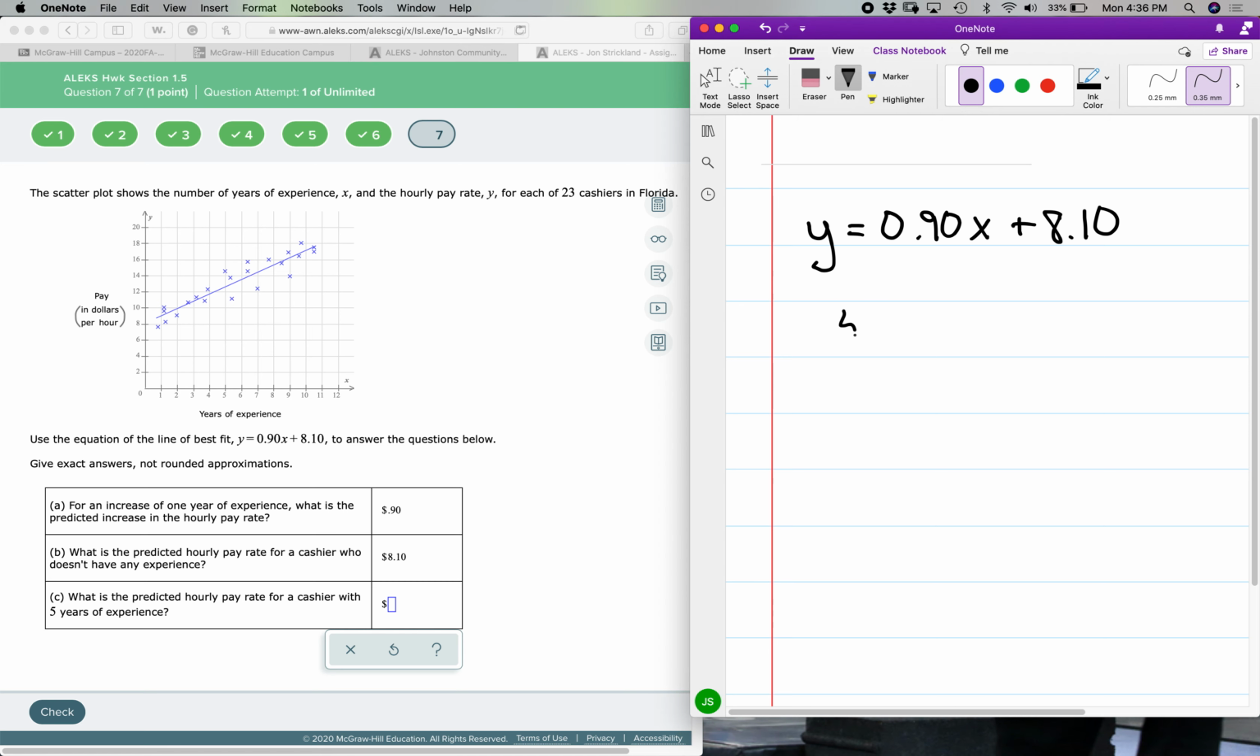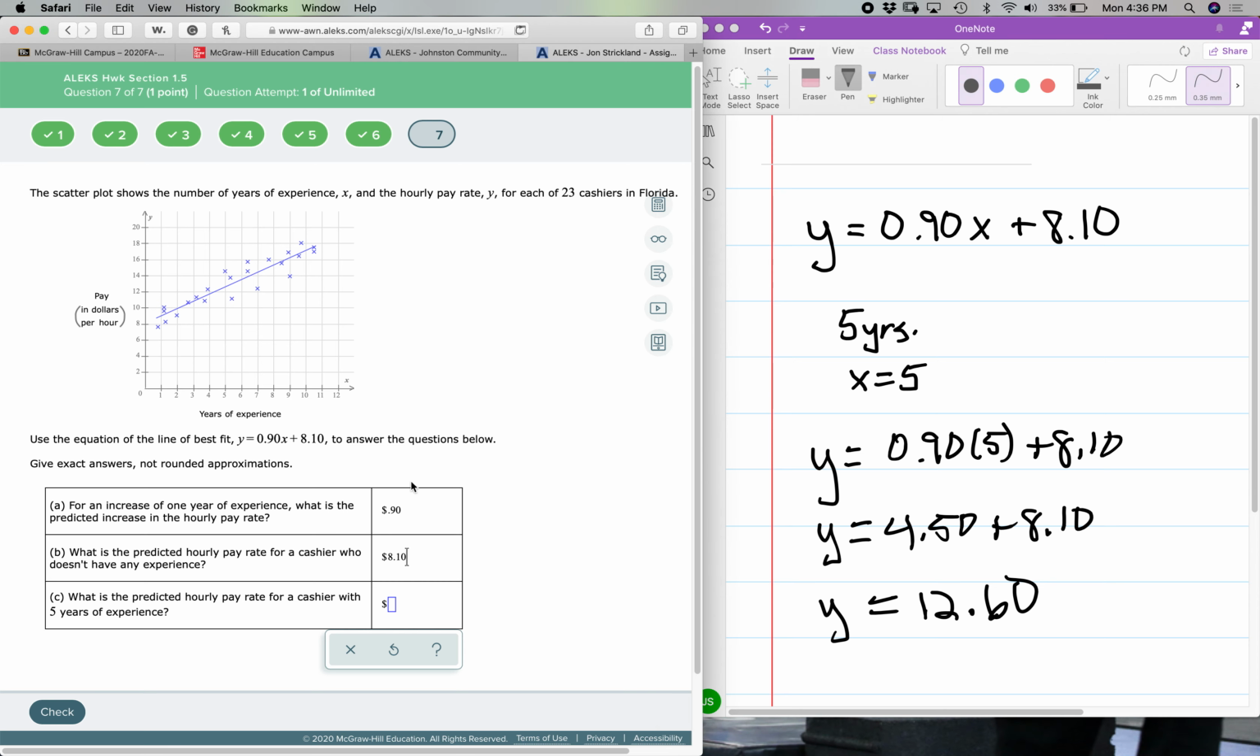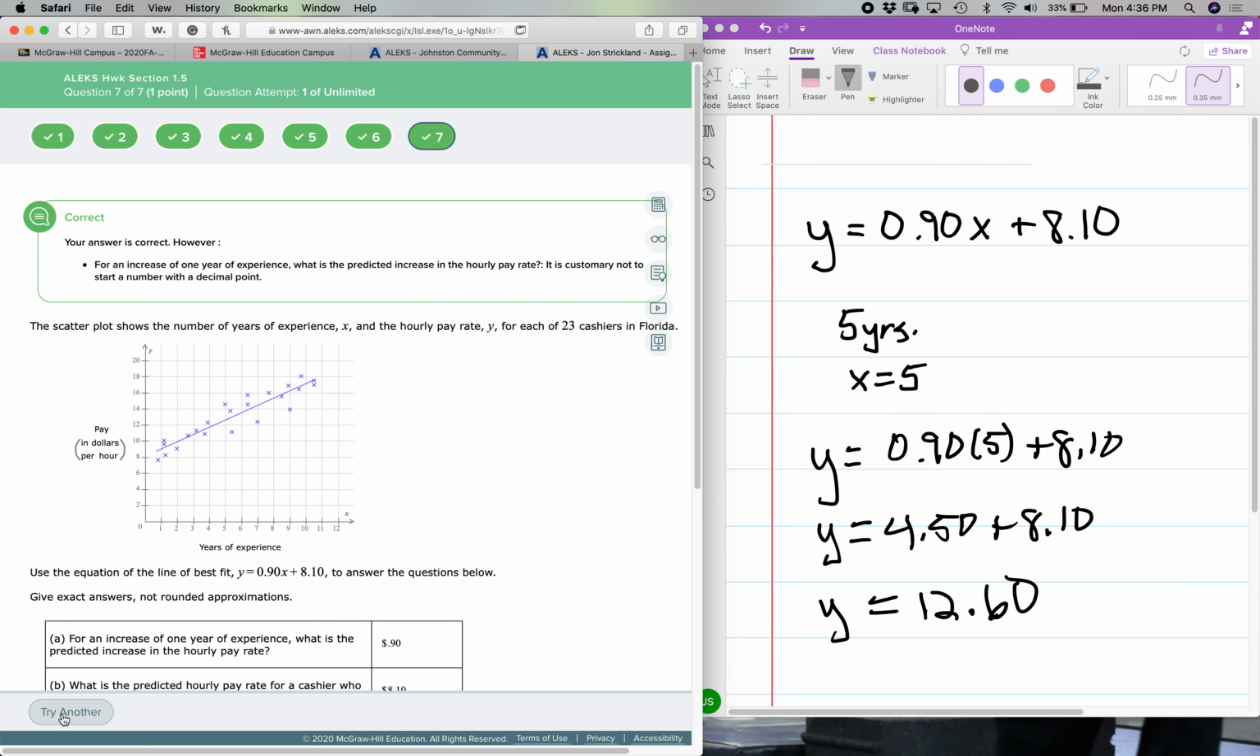In this case, for 5 years, x is equal to 5, and the hourly pay rate is 0.90 times 5 plus $8.10. So we have 4.5 plus $8.10, which gives us $12.60. Again, $12.60, and checking, the result is correct.